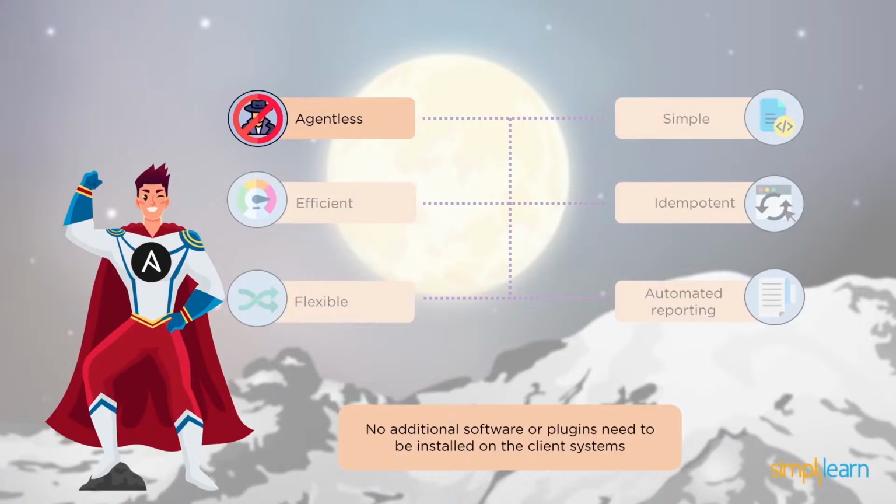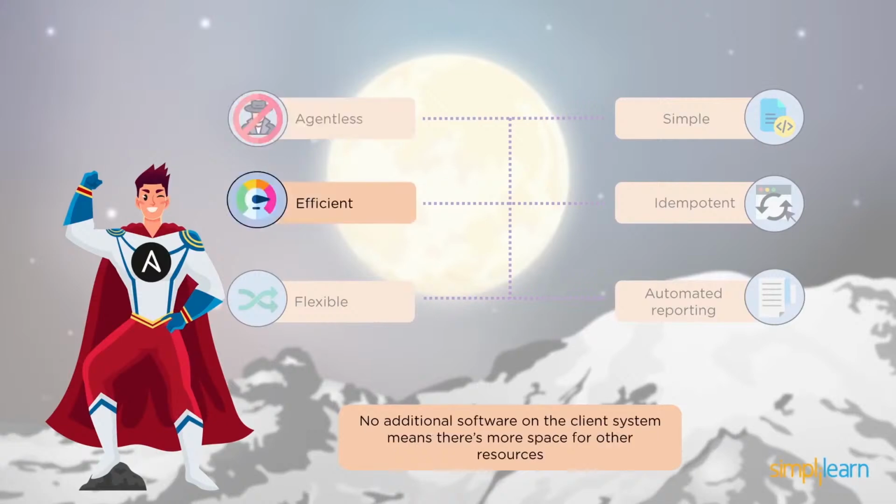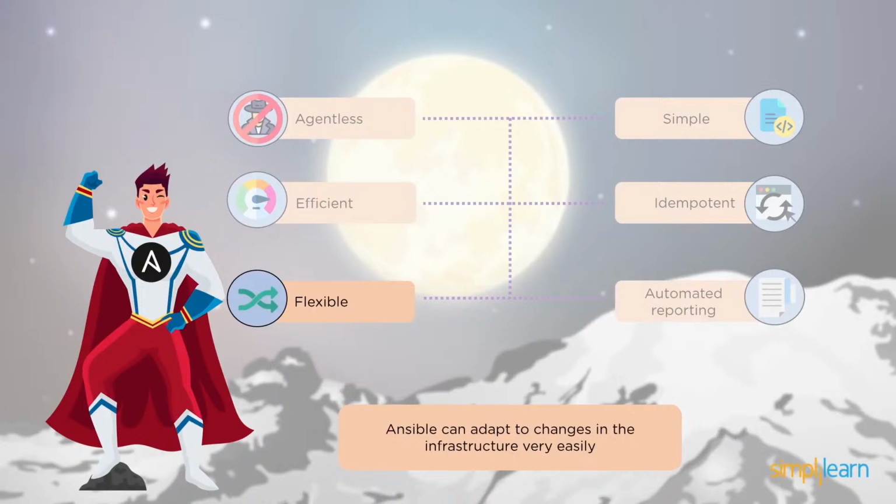Agentless, as I already mentioned before, you require no supporting software or plugin installed on your node or the client system. So the master has complete control. And automatically this means that Ansible is more efficient because now we have more space in our client and node systems for other resources and we can get Ansible up and running real quick. Ansible is also flexible. So an infrastructure is prone to change very often, and Ansible takes no amount of time to adjust to these changes.